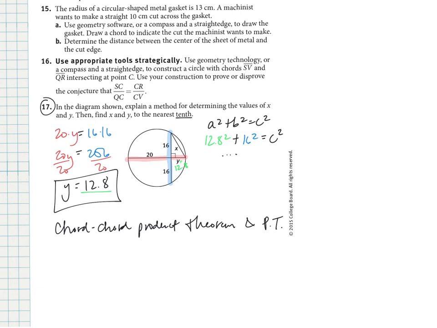All right, so let's say we went and did this. We should get a value for x, aka c. We're solving for x, solving for c. So we should get around 20.5 units. So look at that. We were able to solve for both x and y using what we know of the chord-chord product theorem and the Pythagorean theorem.